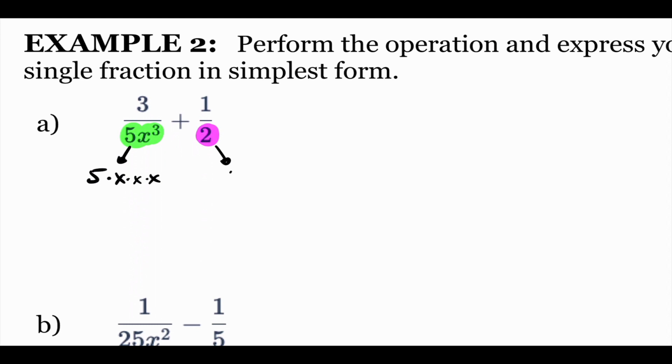Now I got to do the 2. Break down the 2. Just 2 times 1. So now I ask the question, what's missing and what's needed? Over here, this guy's got a lot, but it's missing something. What is it missing that the other guy has? This guy right here has 5x to the 3rd power. It's missing the 2. So we need a times 2 there. So I got to multiply the top by that. The 2 is missing a lot. It's missing a 5, and it's missing an x times x times x, right?